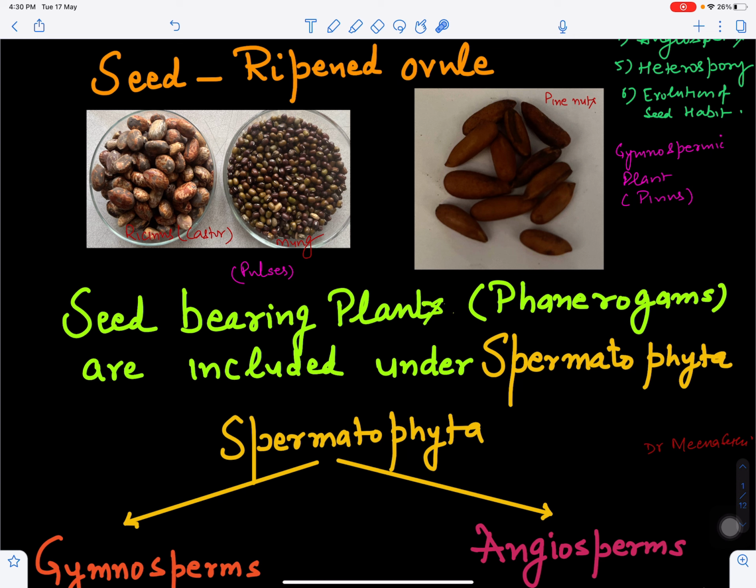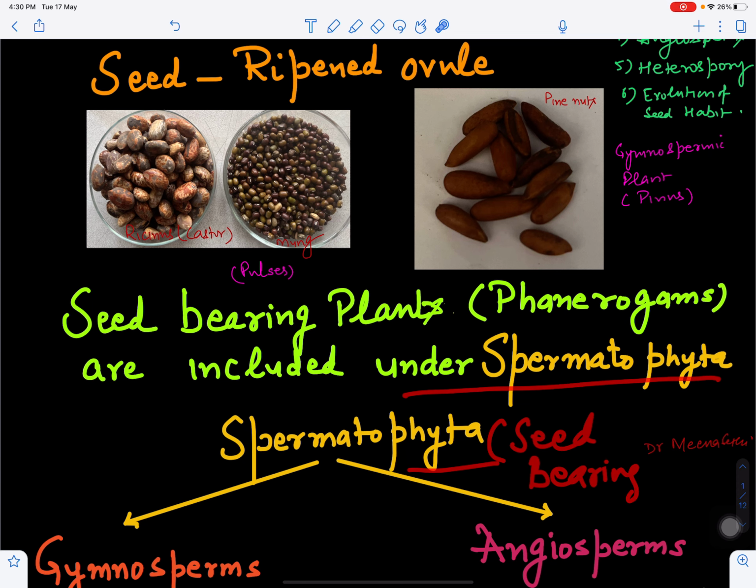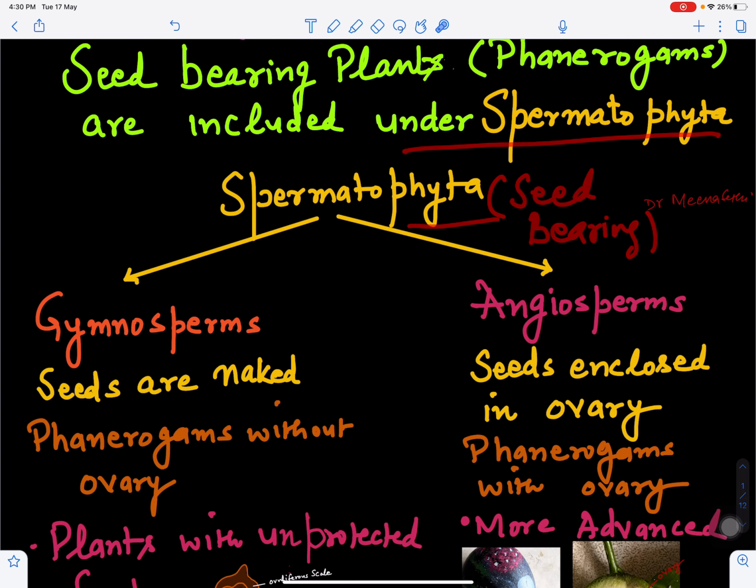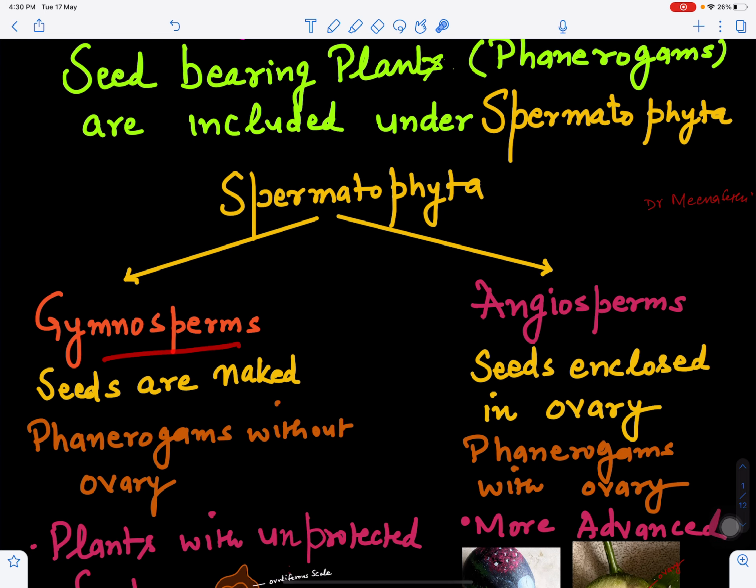Now plants which have seeds, they are also called as phanerogams. And phanerogams, they are included under Spermatophyta. Spermatophyta are also called as seed-bearing plants. There are further of two types, gymnosperms and angiosperm.